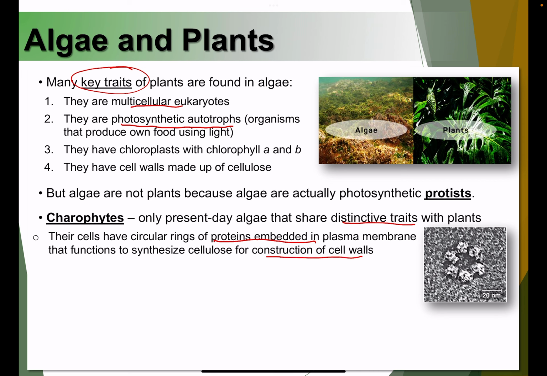Again, this is something we learned from 1406 last semester, that our plant cell walls are made up of macromolecules called cellulose. So here's an image of that protein ring. This image is actually taken with a TEM, which stands for transmission electron microscope. It is the microscope that is able to provide the highest resolution of tiny structures. We're talking about the nanometer level.